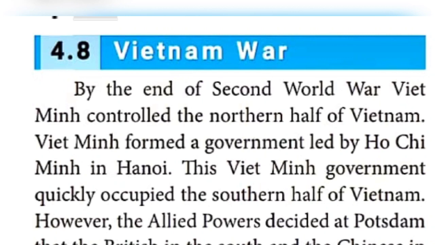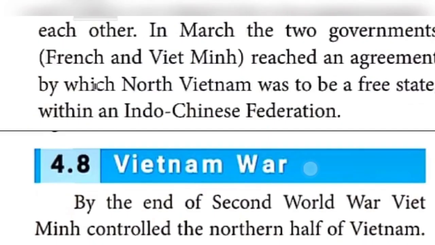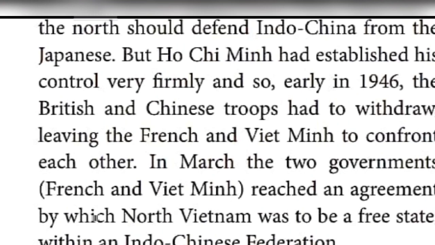In the year 1946 it happened that the British as well as the Chinese troops had to withdraw from Indo-China. They thought the French and Viet Minh could fight with each other, confront each other, and then Britain as well as China came out. That's what is given here, children.